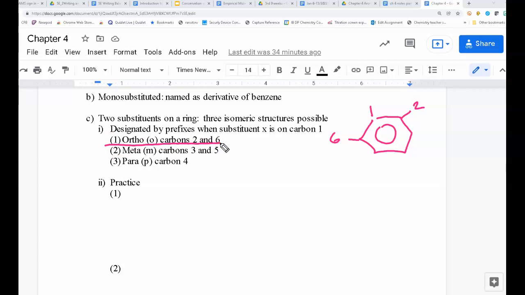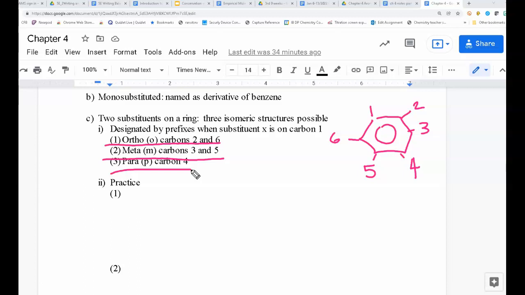We might also have substituents attached on the 3 and the 5 location. That's going to give us the meta location. So they're going to look like they're separated by 3 and 5, or we might end up with a para designation where they're separated by the 1 and the 4. This gets a little bit easier when you pay attention to what this looks like, and then you're going to get a good idea of how we name this.